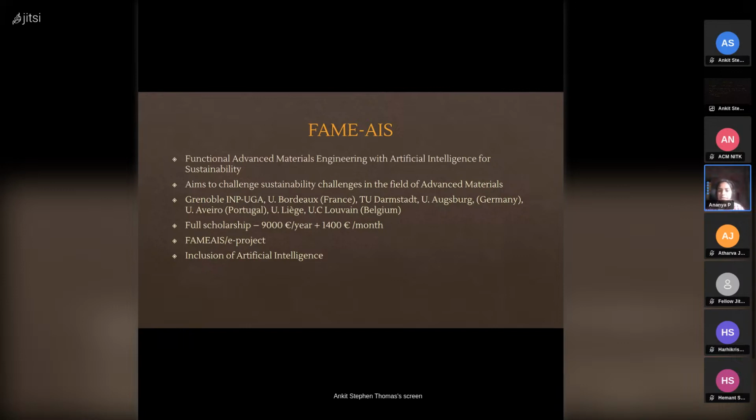Again, tailor your SOPs according to the programs that you're applying to. For example, the Amir program, which I mentioned, was more about reducing and recycling. So I changed my goals a bit towards how I would work on recycling. Yeah, so that's about it.